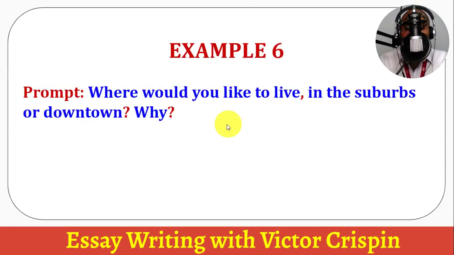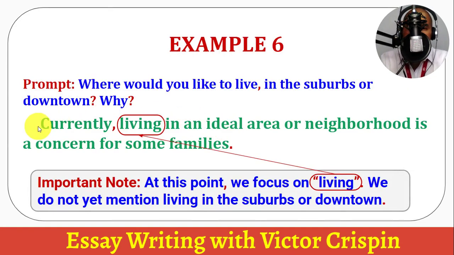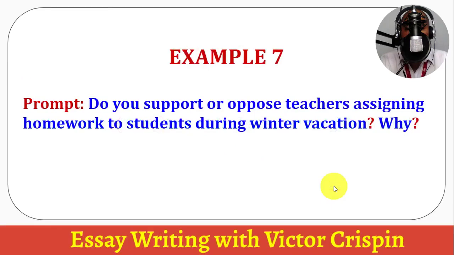Here we have another example, which is number 6. It says, where would you like to live? In the suburbs or downtown? Why? Here my hook says, currently living in an ideal area or neighborhood is a concern for some families. So at this point, we focus only on living. We do not yet mention living in the suburbs or downtown. We have to do that in the next stage, the focusing.